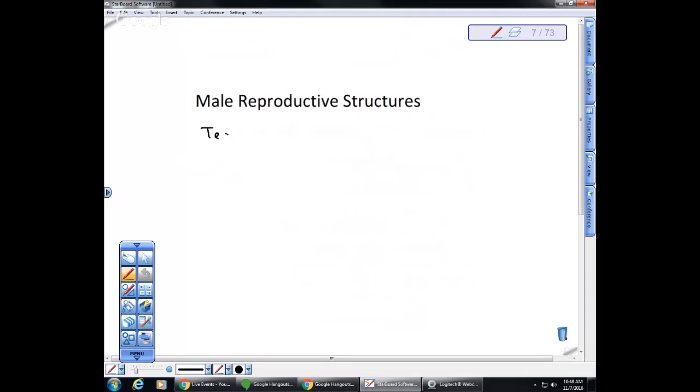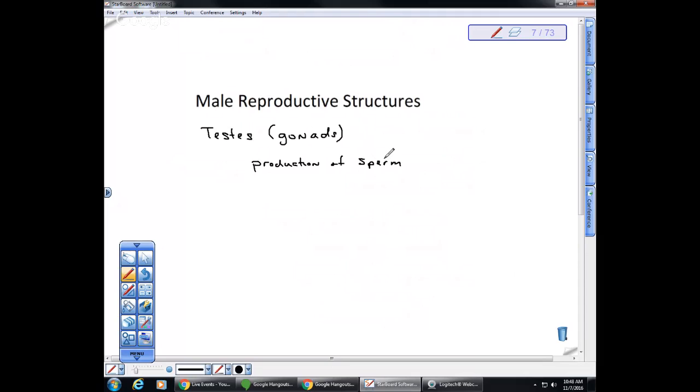So we call the testes the gonads. And the gonads are where we're producing sperm. So this is the production of sperm primarily. Talk about what else it does.